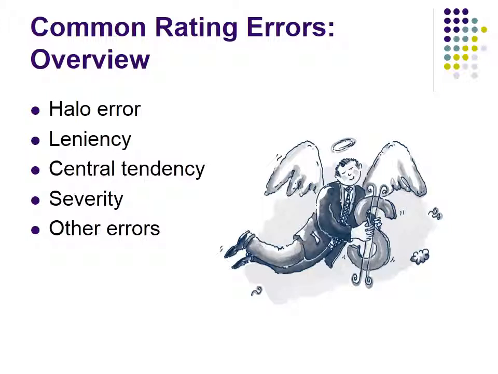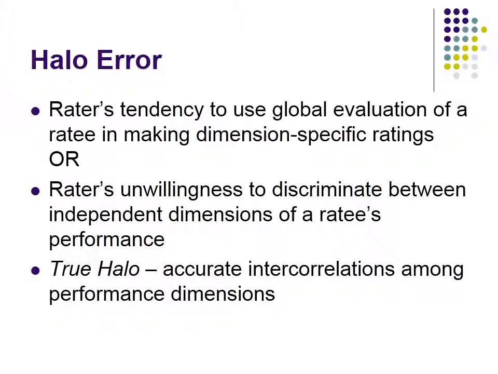And then there's some additional biases, including discrimination and biases that are related to ethnicity, gender, nationality, basically anything we have stereotypes about can result in bias in the rating. So halo rating is a rater's tendency to use a global evaluation of the ratee and then make all the dimension-specific ratings from it. In other words, this is when a rater is being a little lazy. They decide what they think about the employee broadly, and then they apply that rating to all of the dimension-specific ratings.